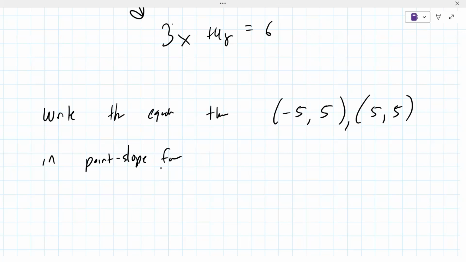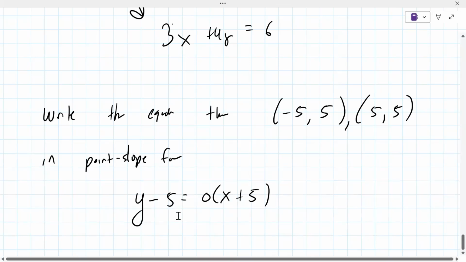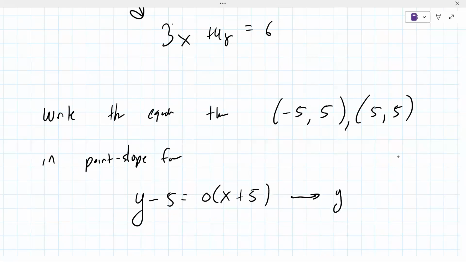It would be y minus 5 equals 0 parentheses x plus 5. Okay, and what kind of a line is this? It's a more specific name. Horizontal. Yeah, so you could maybe just write it as y equals 5. I'm not sure if they would allow that or not, but okay.